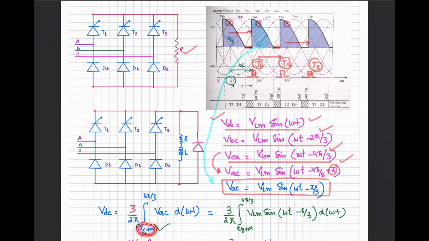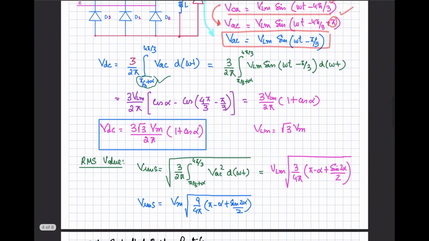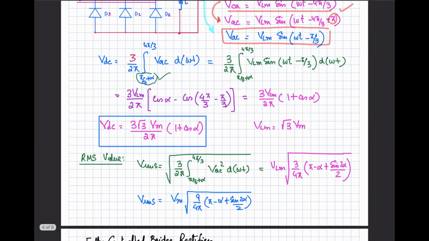Integrating from pi by 3 plus alpha to 4 pi by 3, dividing it by 2 pi for the average, and 3 such portions are going to appear, so there is the multiplication with 3. So now you are going to integrate VAC over here, right? So taking the expression of VAC, it will be VLM sine of omega t minus pi by 3, and then going through the simple mathematical integration steps, you can write down the output DC voltage like this, right? And what is this V? This is basically the peak voltage of the phase.